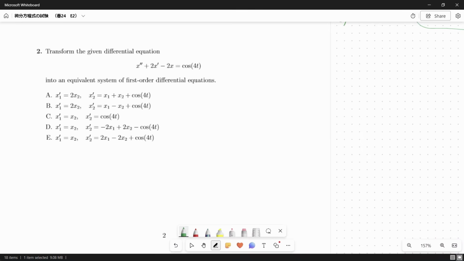Number 2: transform the given differential equation x double prime plus 2x prime minus 2x equals cosine 4t into an equivalent system of first-order differential equations.